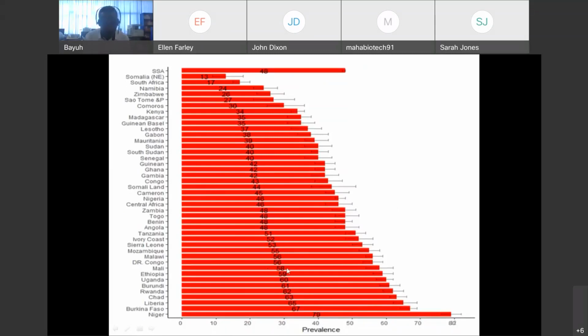The next are Mali, Ethiopia, Uganda, Burundi, Rwanda, Chad, Liberia, and Burkina Faso. Out of 5 mothers from those countries, 3 or more suffered a child death. The lowest prevalence of mothers who suffer a child death is in Somalia, South Africa, Namibia, Zambia, and so on. In those countries, less than 1 out of 4 mothers suffered a child death.